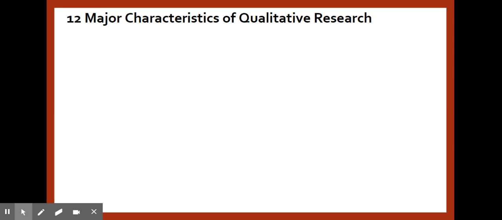So, in qualitative research, we have 12 major characteristics. And the first few of these are design strategies. You can structure a qualitative study around some kind of naturalistic inquiry. So you're really just observing a situation and recording what you observe.